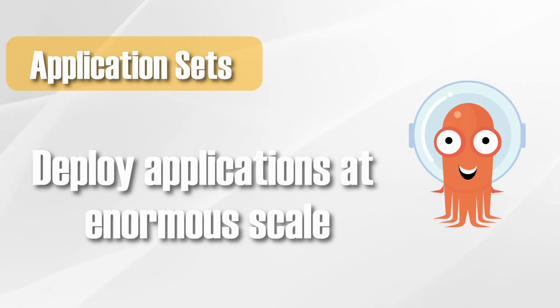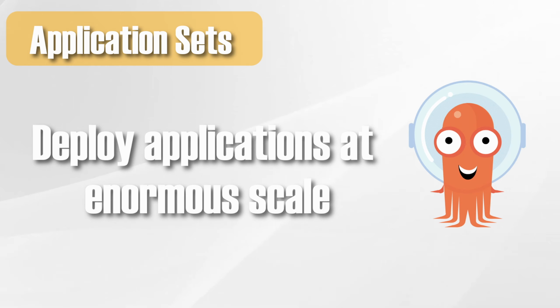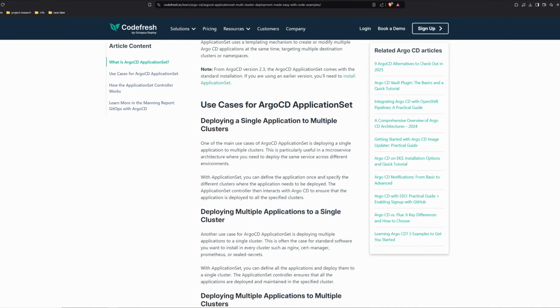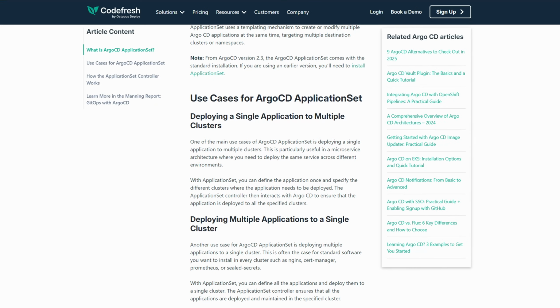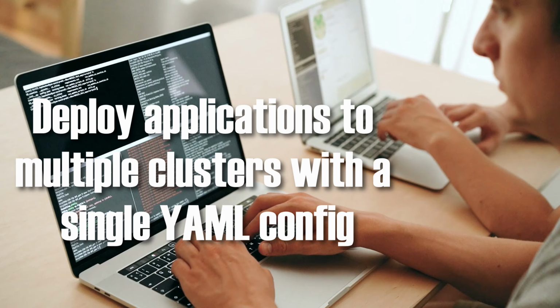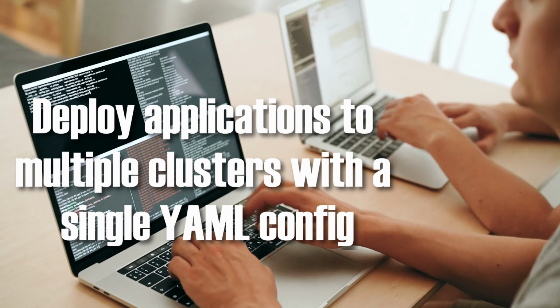If you manage multiple Kubernetes clusters or environments, application sets will change your life. Instead of manually configuring each cluster, application sets let you define one Argo CD app and deploy it across dozens or hundreds of clusters automatically. For example, if you need to deploy the same monitoring stack across all clusters, application sets make it effortless. You can also roll out region-specific updates to different cloud environments, or manage multi-tenant deployments with just a single YAML config. It's Kubernetes at scale made simple.